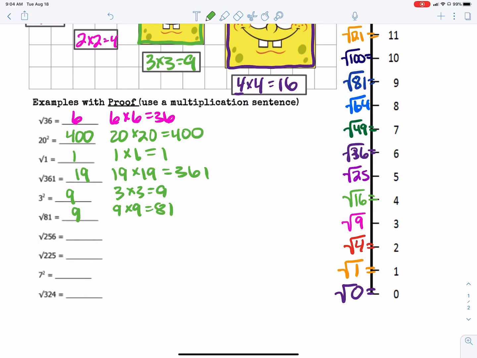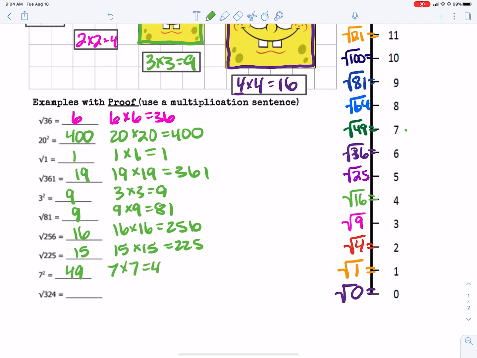The square root of 256 is 16 because 16 times 16 equals 256. The square root of 225 is 15 because 15 times 15 equals 225. 7 squared, and again, if you look over here at the 7, 7 times 7 equals 49. And then the square root of 324 is 18 because 18 times 18 equals 324.